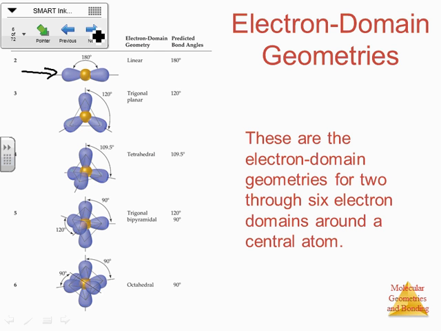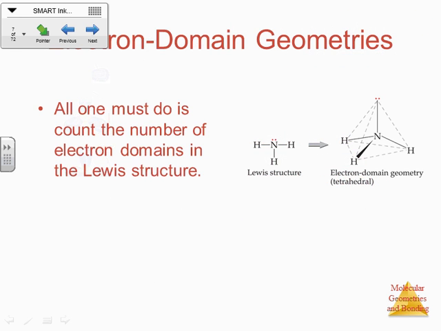Now the trigonal bipyramidal is a little bit strange because the bond angles are not all the same. You've got 3 that are 120-degree angles, and then the 2 ones on top and bottom that are 90-degree angles to the others. That turns out to be the most stable arrangement for that particular molecule. Okay? So all you have to do is draw a Lewis structure, count the number of electron domains, and that's going to give you the shape of your molecule.